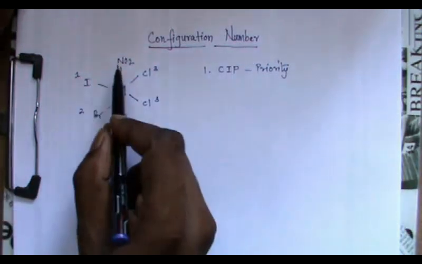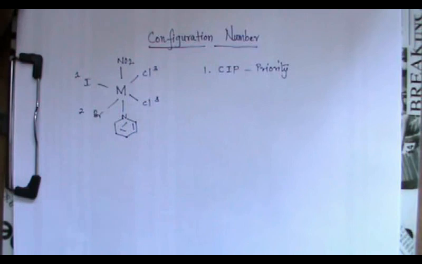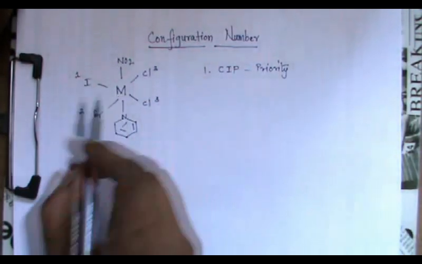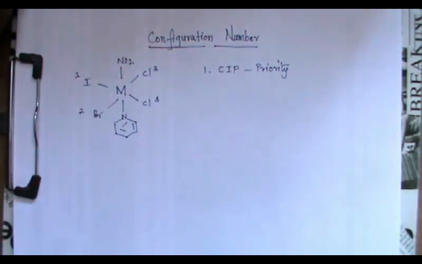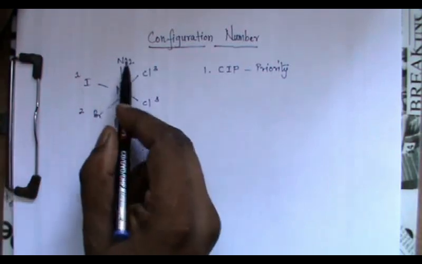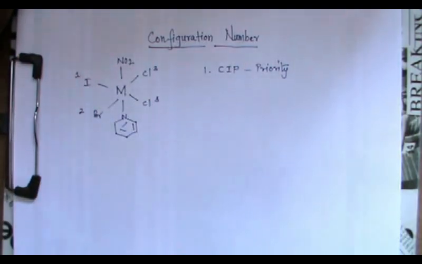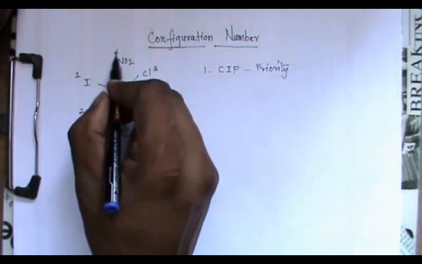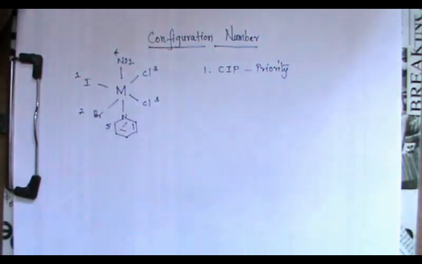After that, I have NO2 and pyridine. In both the ligands, nitrogen is attached to the metal. So I go to the next atom. Here, oxygen, but here I have only carbon. So this will get higher priority and this will get the least priority. This is the first step: give priority to the ligands based on the CIP rule.